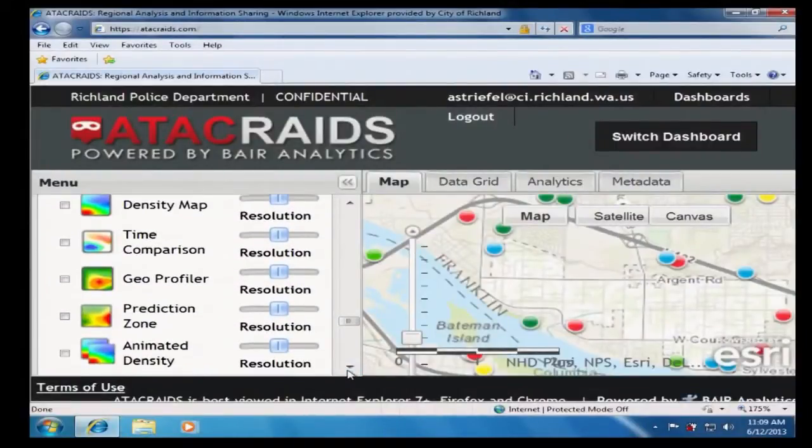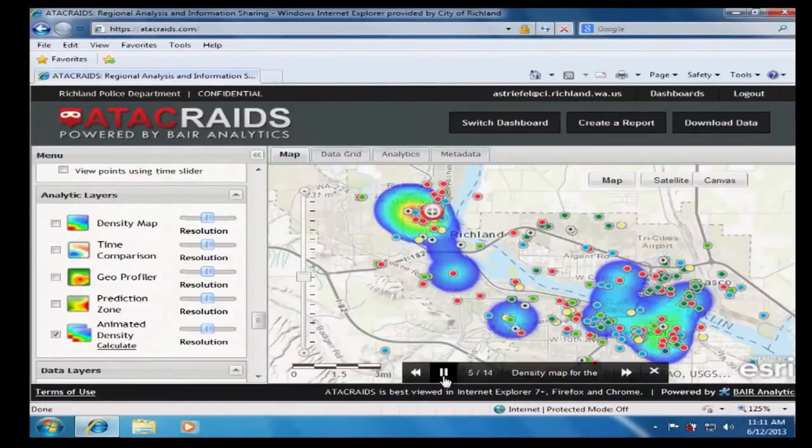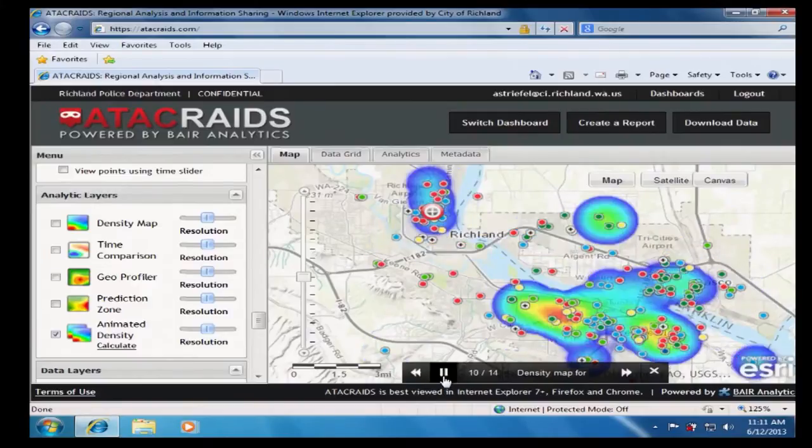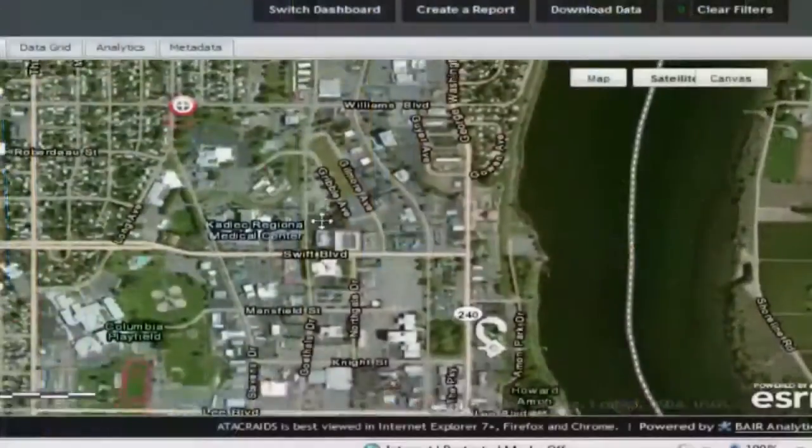Another way we're using ATAC Raids is the ability to do geographic profiling. That's when we identify an operating area of an offender. This might be the area where he's either working, living, maybe it's a drug house he's frequenting. But while he's in those areas, he's identifying victims. He's targeting people. Once we find out what that area is, we can apply resources there to both identify who the offender is, but also either arrest them or prevent the crimes.